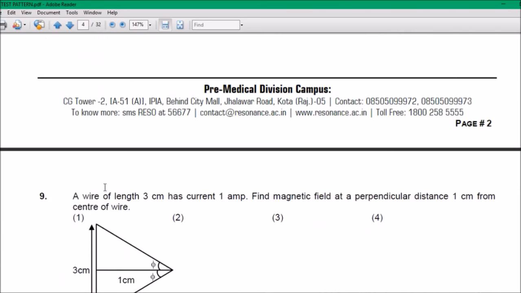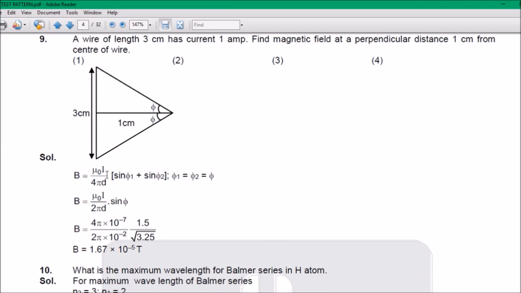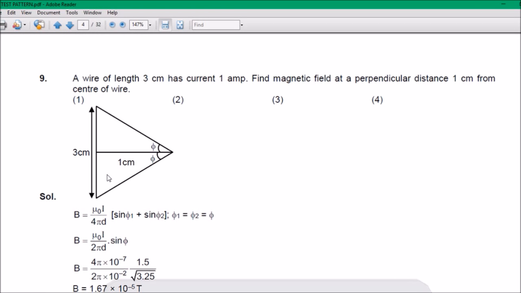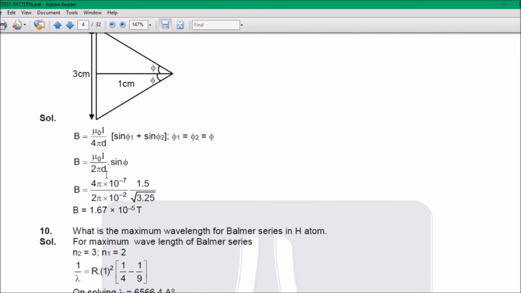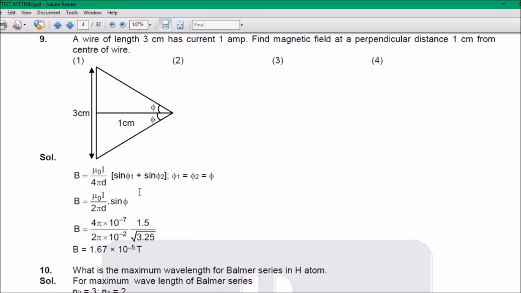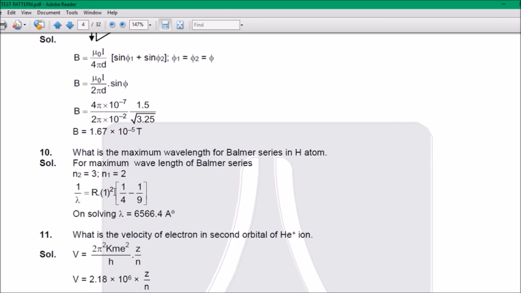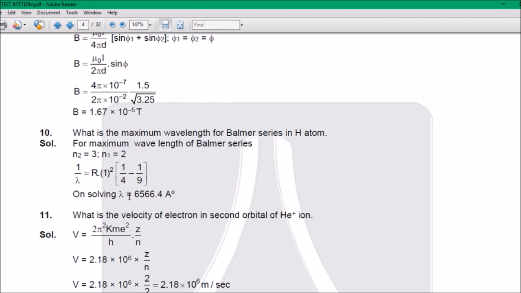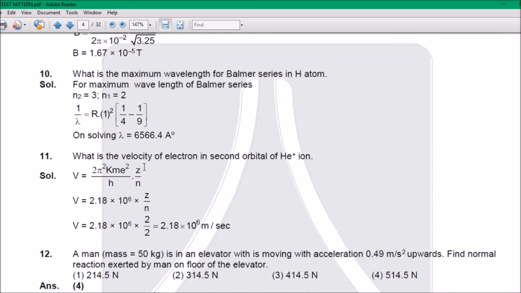Okay, now ninth, the answer is P is equal to 1.67 into 10 raised to the power minus 5 tesla. Okay, 10th is lambda is equal to 6566.4 angstrom. Okay, these things I am saying very fast. I am not going to read all the questions because it will take too much time for you only.